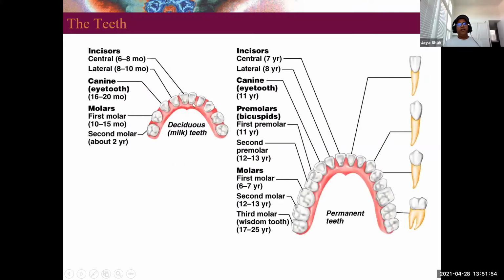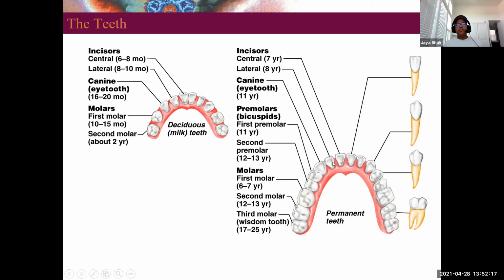In the deciduous or milk teeth, there are incisors, because they incise the food; canines, teeth like dog teeth; and molars, teeth like a mortar. You have in parentheses the age when they erupt. And they are the same on the other side, and in upper and lower teeth.